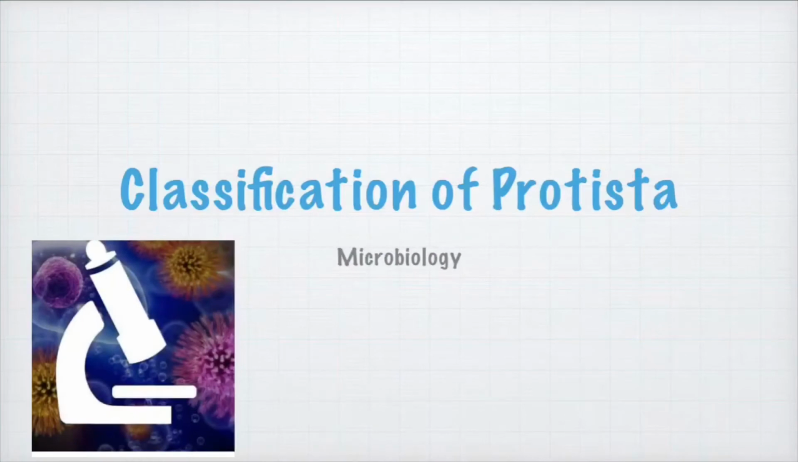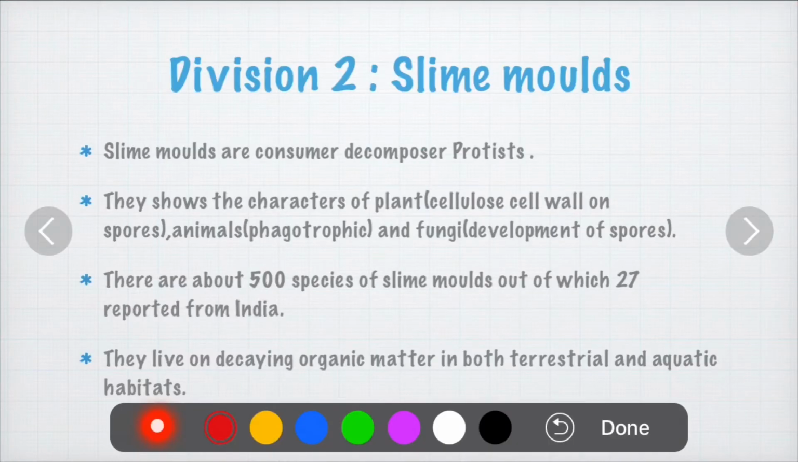In the last video, I discussed division 1 under the classification of the kingdom Protista. In this video, I'm going to discuss division 2 under the classification of kingdom Protista. Division 2 is called slime molds.